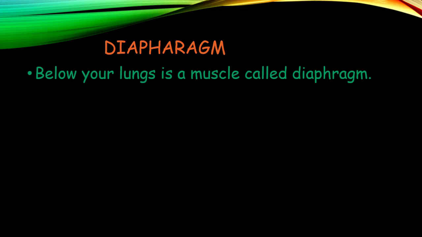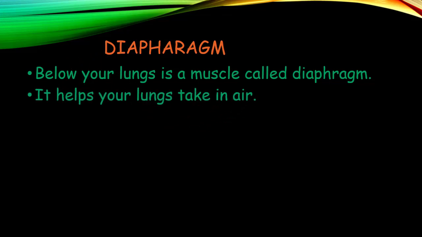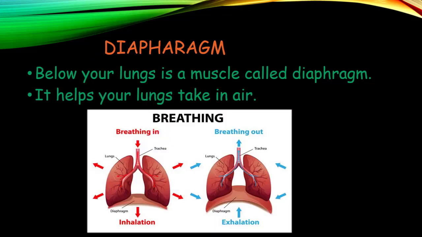Diaphragm. What is it? Diaphragm. Now, below your lungs is a muscle called diaphragm. It helps your lungs take in air. This is the picture in which you can see the diaphragm below your lungs. And when you breathe in, it contracts as is illustrated by this picture. And when you breathe out, the diaphragm gets relaxed.